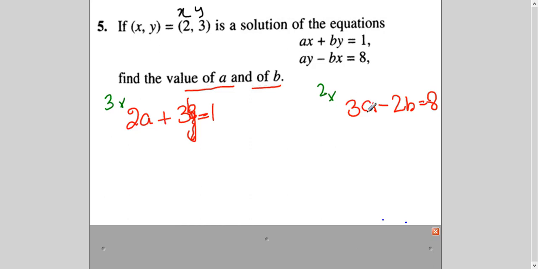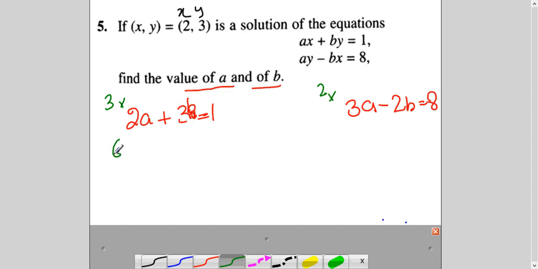Because I'm thinking of eliminating a. So the coefficient of a is 3 here. So that's why I will multiply this whole thing by 3. Okay, so let me just make it a little neat. So now, very quickly, 3 2s are 6a plus 3 3s are 9b equals 3 1s are 3. And this will be 2 3s are 6a minus 2 2s are 4b, 8 2s are 16.